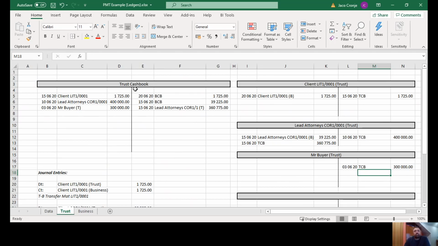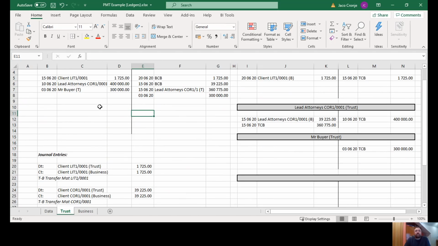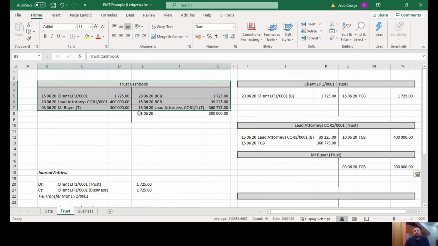So to do that investment, will the money go out of my trust bank account? And the answer is yes. I'll physically go and do an EFT and pay that 300,000 Rand into an investment account. So it will go out of my trust. Now, the question is the following. What do I debit for this? Do I debit my client? Has my liability towards the client changed because of this? And the answer is no.